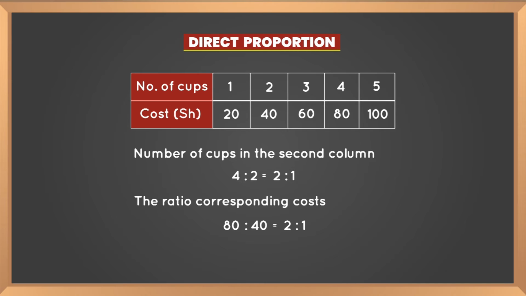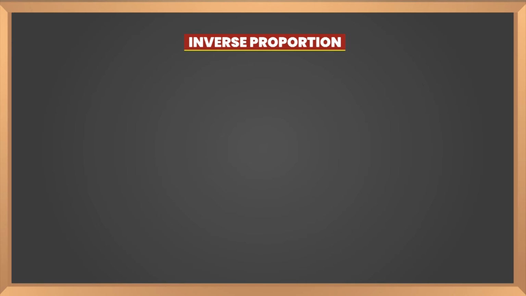By considering the ratios of costs in any two columns and the corresponding ratio of the numbers of cups, it is noticed that they are always the same. If two quantities are such that when one increases or decreases in a particular ratio, the other one also increases or decreases in the same ratio, they are said to be directly proportional to each other. Now, let us learn about inverse proportion.